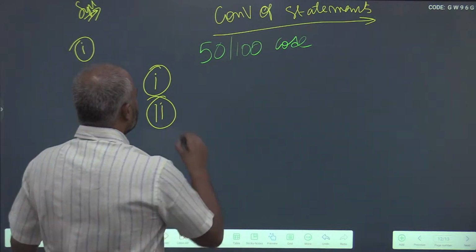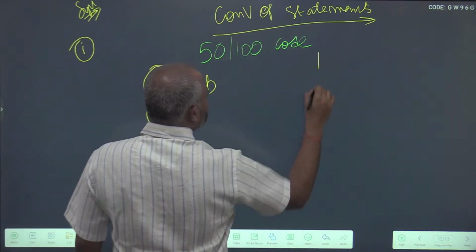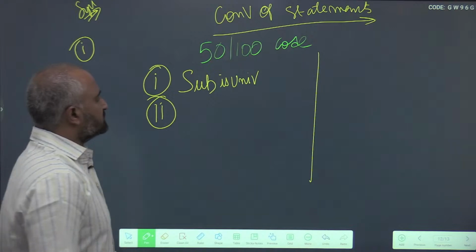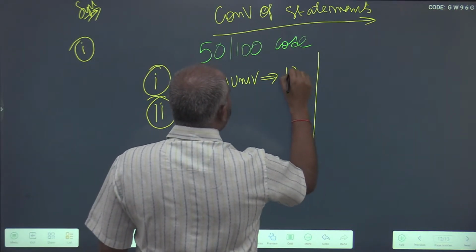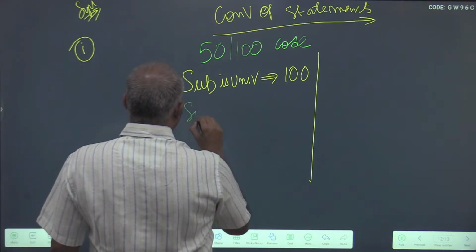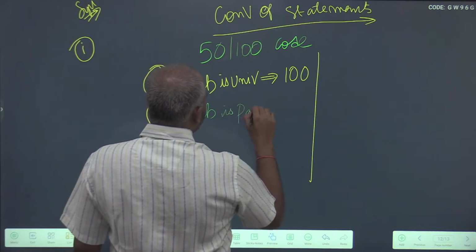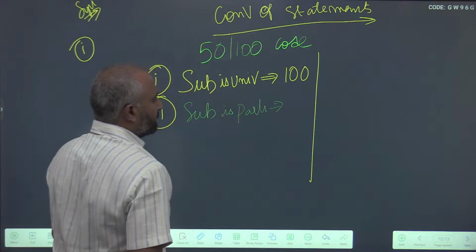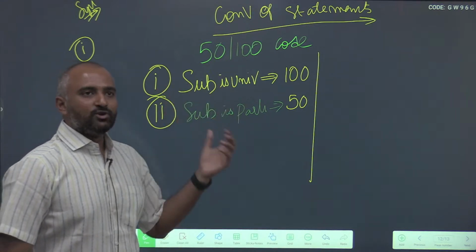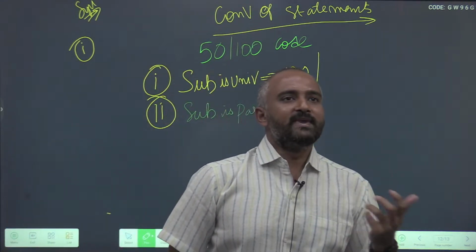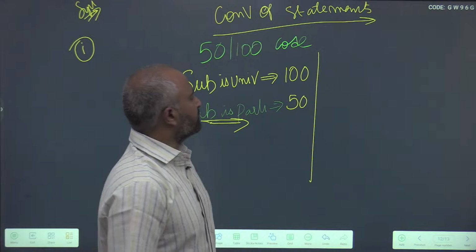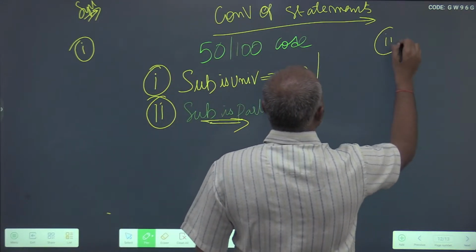What is the first rule? If the subject is universal, then it will be assigned a value of 100. If the subject is particular, it will be assigned a value of 50. Simple enough, right? If the subject is universal, that means it includes the whole group, it will be given a value of 100. If the subject is particular, it will be given a value of 50.